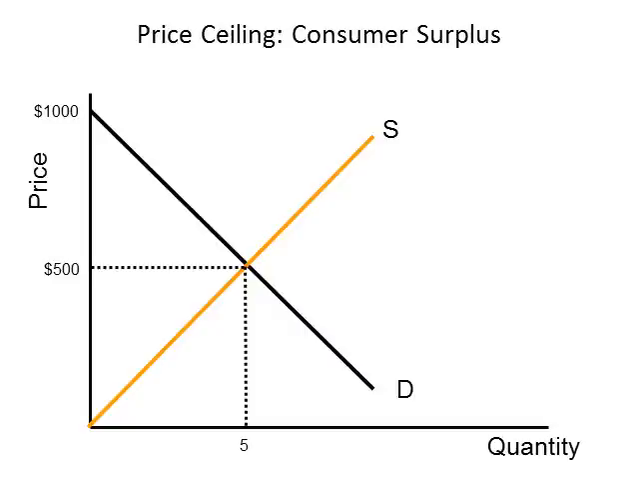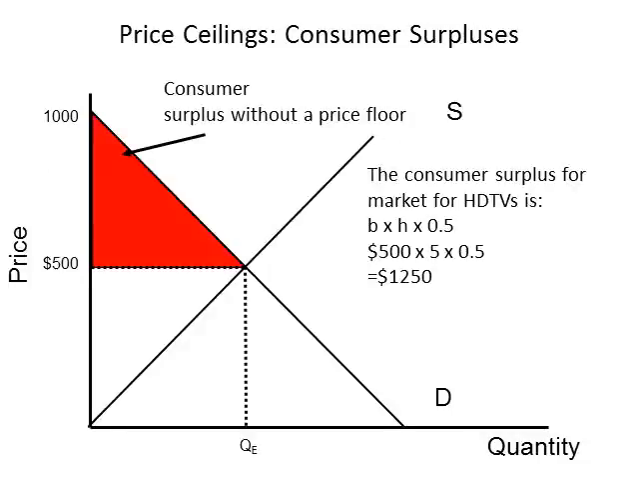We're going to assume that the supply curve crosses the demand curve at an equilibrium price of $500 and a quantity of 5 TVs. As you may remember, the consumer surplus in a free market is found by multiplying the difference between the maximum price a consumer would pay, the equilibrium price, and the equilibrium quantity times 1/2.